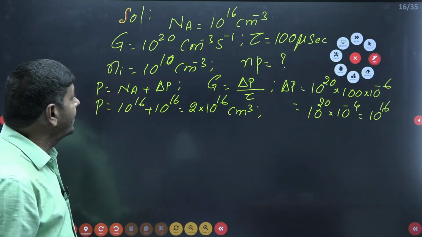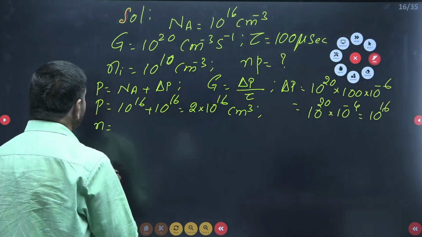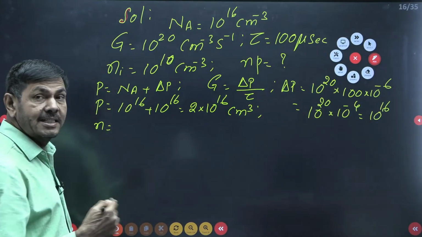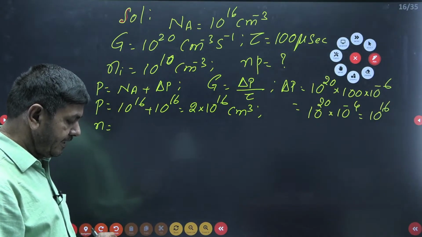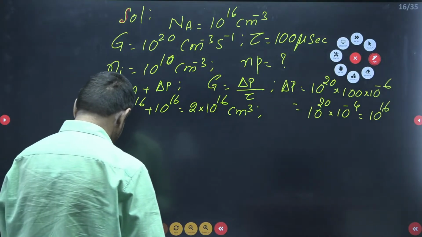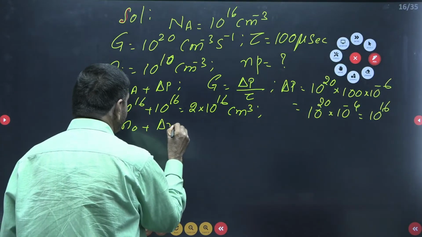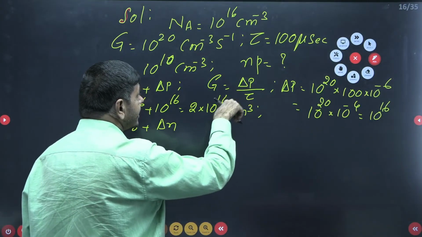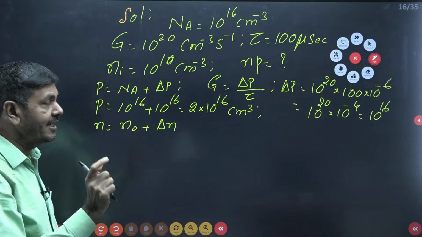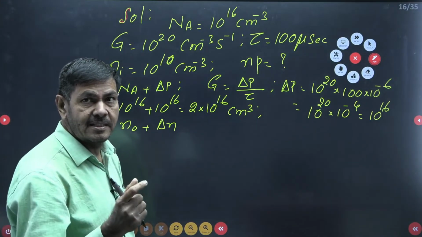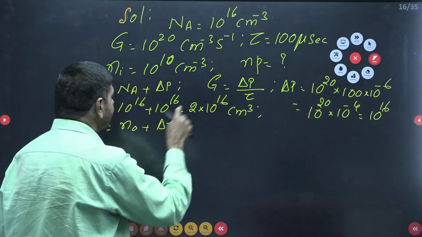But here I would like to find the concentration of electrons also. Electrons are the initial number of electrons plus the increased number of electrons; both are required. So I can write n0 plus delta n. Delta n and delta p formulas are the same: G equals delta p by tau, which equals delta n by tau also. Same value, because as many electrons are generated, that many holes are generated. That's why delta p and delta n are the same.